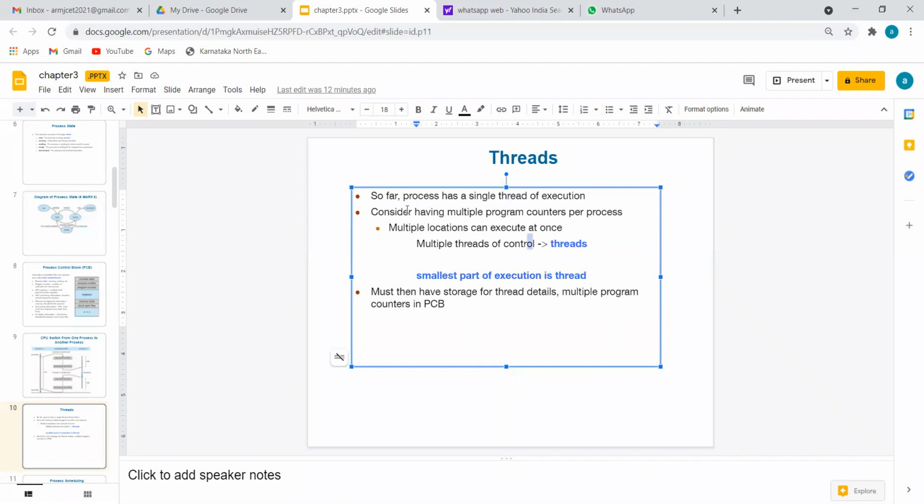Similarly, the program, then the next level is process, and the smaller level is thread. So the word thread is the smallest part. Next comes, will there be a single thread or multiple threads? Single thread means only one work. Multiple threads means a different number of works.